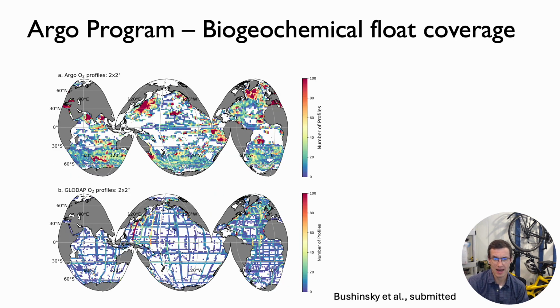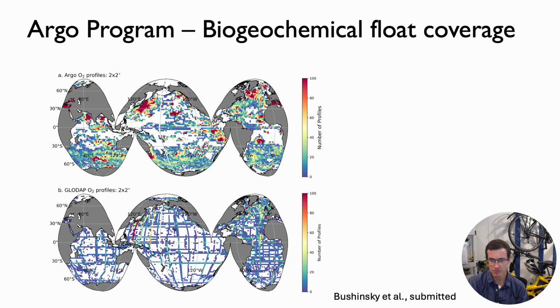And to give you a sense of how it's really changing things, this is a figure from a paper I submitted a few weeks ago looking at float oxygen profiles versus shipboard oxygen profiles. So in the top plot, that's float profiles. This is in a 2x2 degree bin, and it's just the number of profiles that have been made in a given location in the ocean over the course of Argo. And then below, in the same color scheme, same color scale, are GLODAP oxygen profiles.